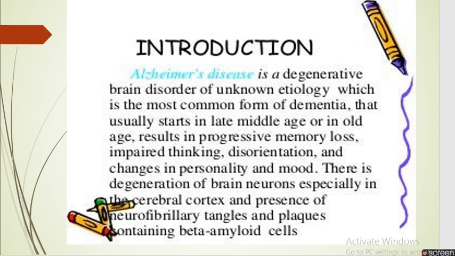So there is a degeneration of what? Brain neurons. When degeneration of brain neurons happens, the patient slowly loses consciousness, slowly forgets things, and thinking becomes less. So this is due to degeneration of brain neurons, especially of the cerebral cortex, because the cerebral cortex is the highest center of the motor system.